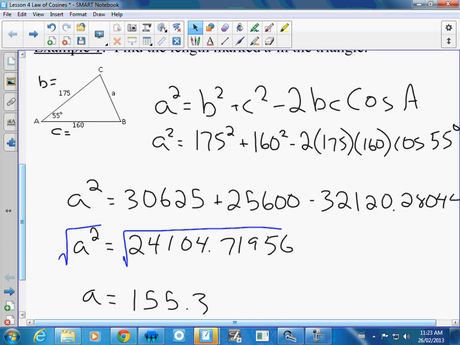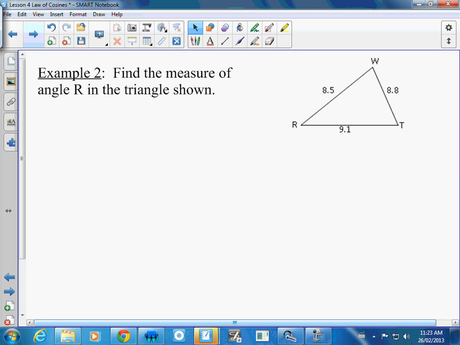Okay, that one's for the side. Guess what we're going to do now? Angle, of course. Okay. Find the measure of angle R. Now, this is not ABCs, but guess what? Is the pattern still the same?